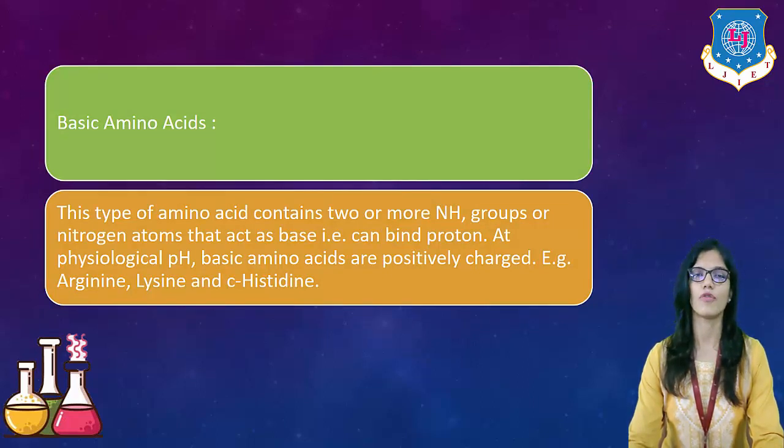Our second type of amino acid is basic amino acid. This type of amino acid contains 2 or more NH groups or nitrogen atoms that act as a base, that means they can bind a proton at physiological pH. Basic amino acids are positively charged. For example, arginine, lysine and histidine. So these are 3 different examples of basic amino acids or alkaline amino acids.